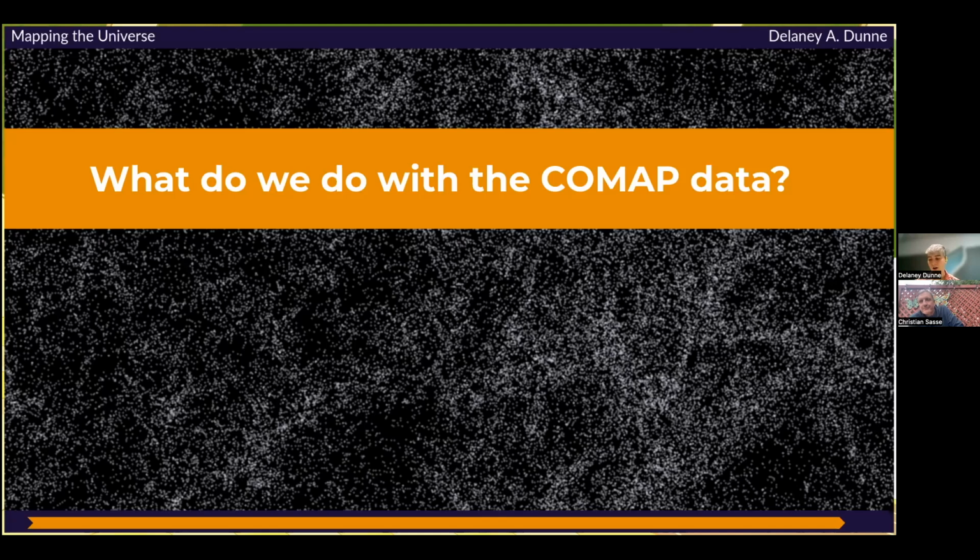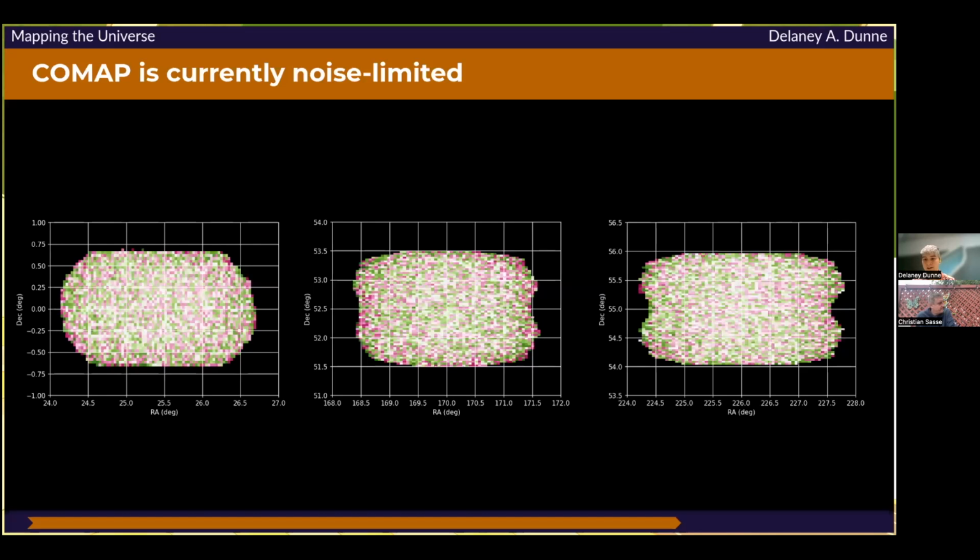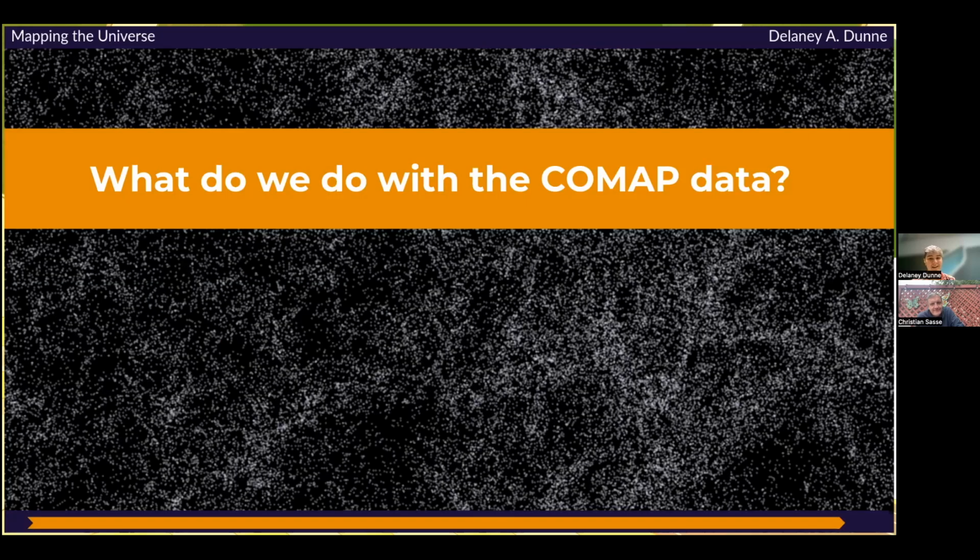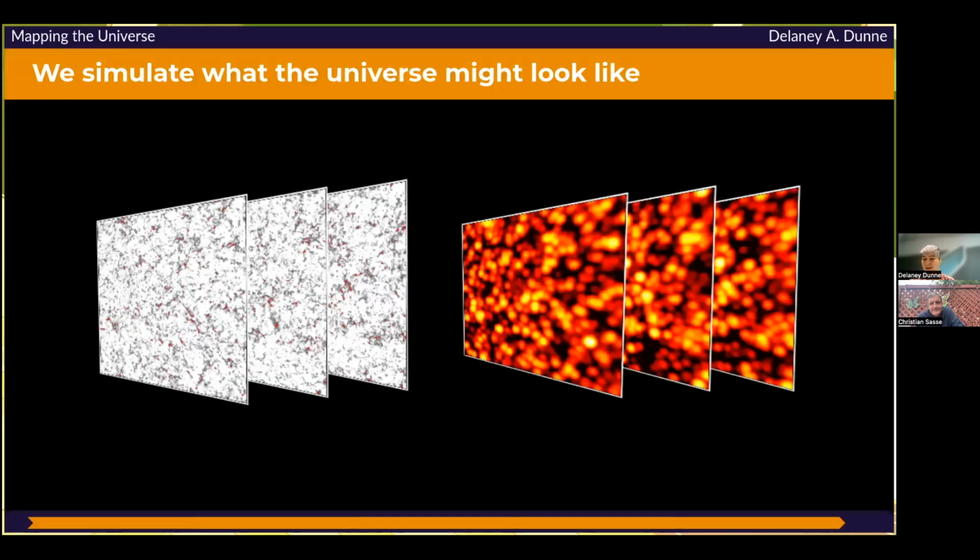So I'm just going to talk for a little bit more about what actually goes on scientifically with the COMAP data. So we've got these three fields. We don't see any of the carbon monoxide emission in them that we're actually looking for. So what do I do day to day? How do I work with these sort of non-results? And the answer to that at first is just simulations.